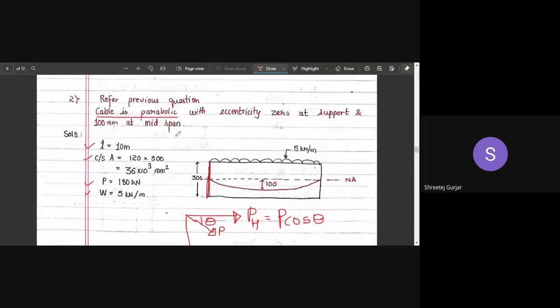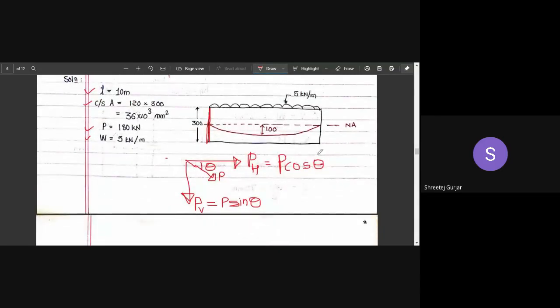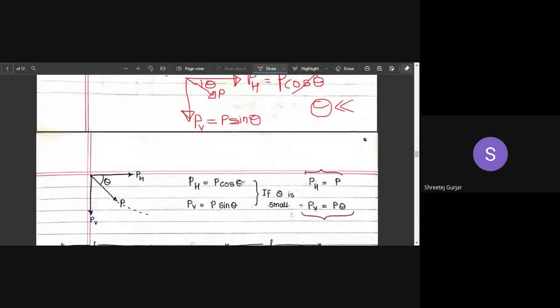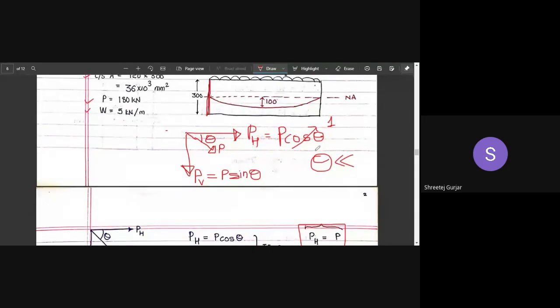Theta value is not given in the question, so we need to find out the theta value. When theta is very, very small, we can neglect it. What is cos 0? Cos 0 is 1, right? When your theta tends to be very near to 0, this cos term will become 1. So PH we will consider directly as P itself, because our theta will be very small, very near towards 0.